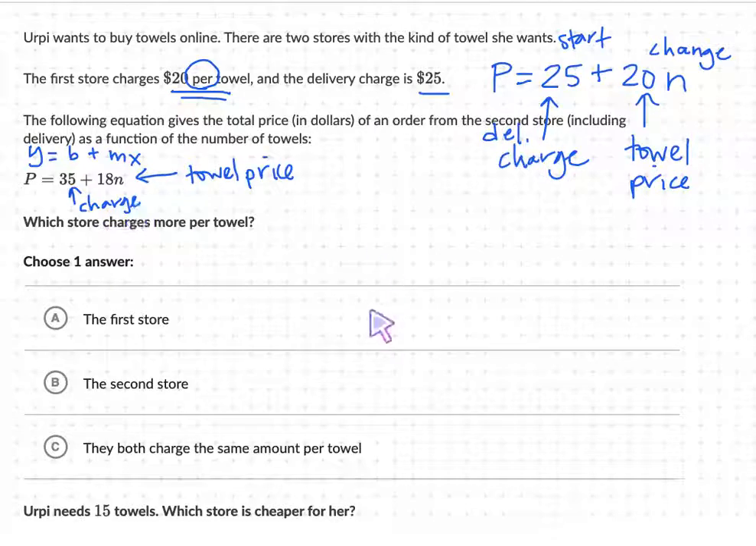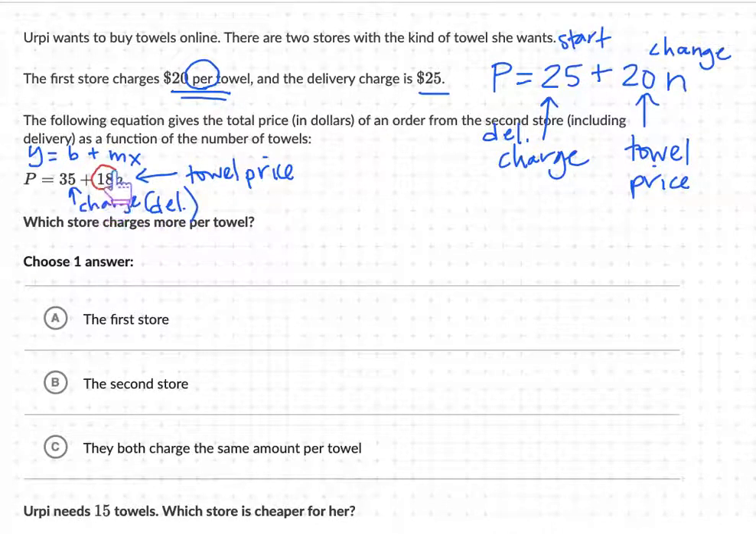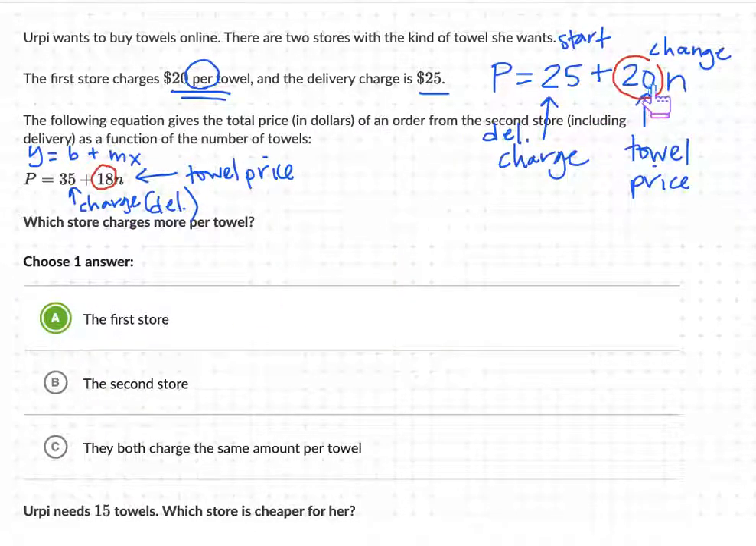Okay? So now let's read the question. Which store charges more per towel? Let's see. This is the charge per towel. Let me put delivery here. Charge per towel is 18 for the second place, and the charge per towel is 20 for the first place. So who charges more? That would be the first store, because they charge $20 per towel.